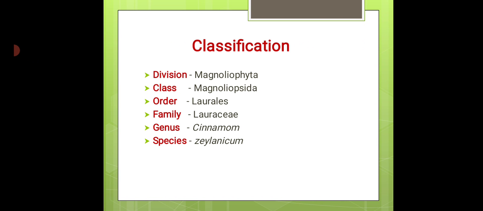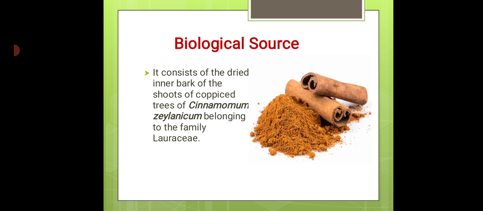Then classification of cinnamon: division Magnoliophyta, class Magnoliopsida, order is Laurales, family is Lauraceae, genus is Cinnamomum, and species is zelanicum. Then biological source: it consists of the dried inner bark of the shoots of coppice trees of Cinnamomum zelanicum, which belongs to the family Lauraceae.